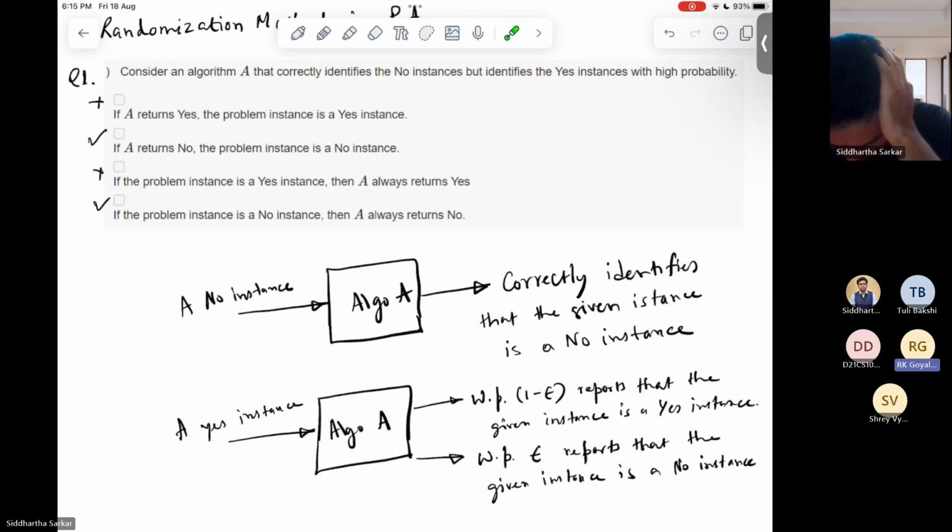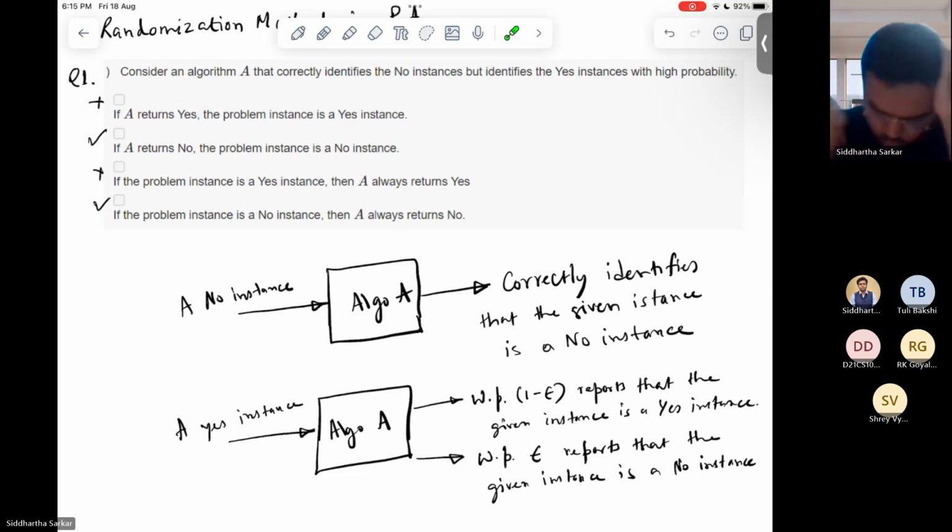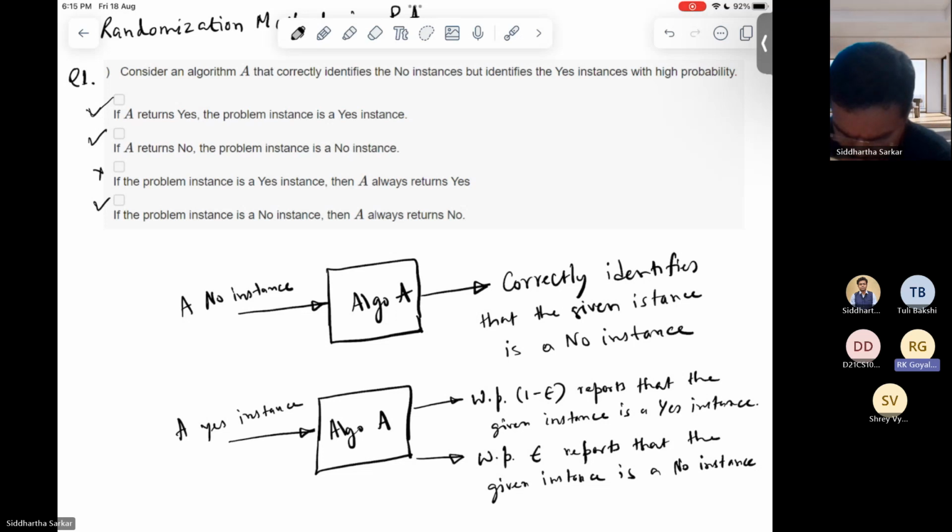So I would like to make a change here that A is also true. So you're saying that A, B, and D are true. Yes. Can you justify why you are choosing these options? Because see, if the algorithm is returning yes, clearly the instance has to be a yes instance. It cannot happen that the algorithm is returning yes for a no instance. And in the second case, if the algorithm is returning no, then clearly the problem instance is a no instance, because the algorithm always returns the correct value for the no instance.